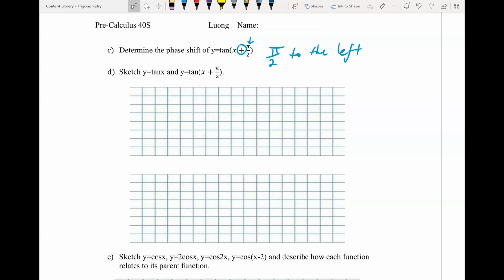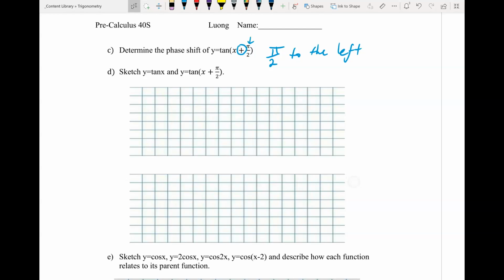Now let's get to some graphing. It says sketch y equals tan x and y equals tan of x plus pi over 2. For tan x, we're not going to do much with it. All we're going to really do is either move our graph left or right, or maybe even up or down, but that's not very common as well. Most of the time we're going to do transformations on cos and sine, but I do want to do one example with you here just in case you ever have to do some transformations for tan.